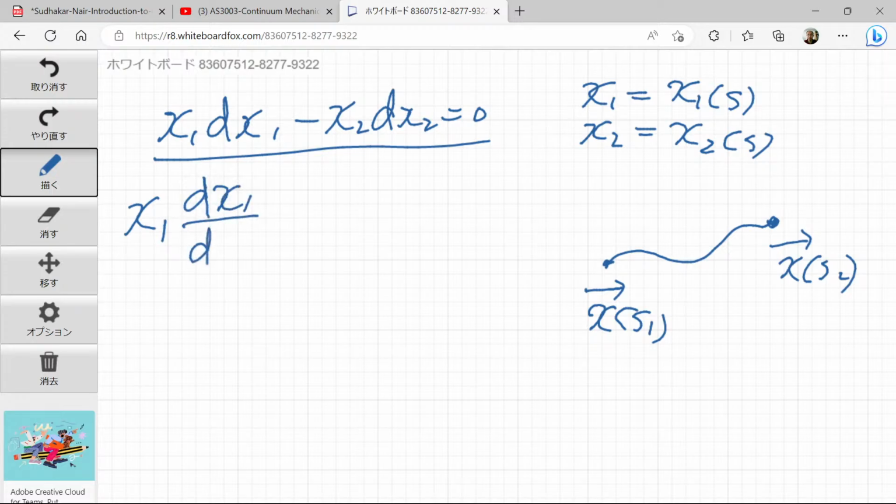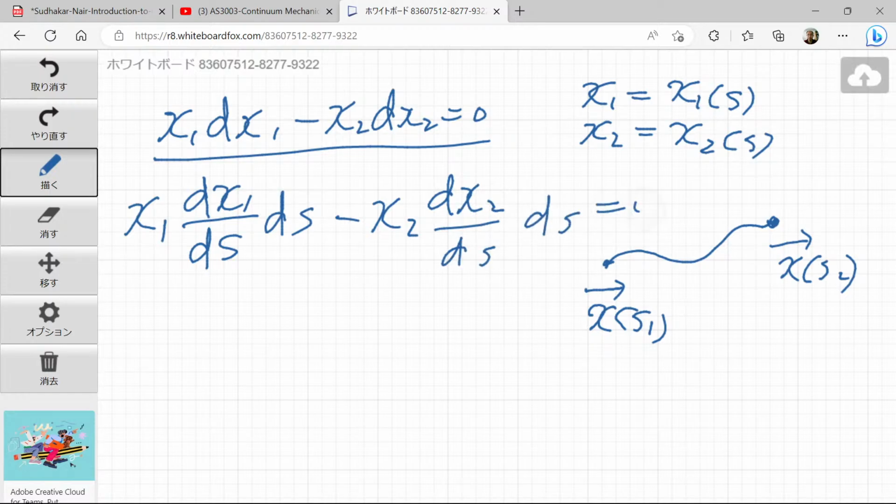Okay, so then you can write this equation as x1 dx1/ds minus x2 dx2/ds equals 0. Then you can integrate, easily. Just put the integration, and s goes from s1 to s2. The second one you also integrate from s1 to s2.